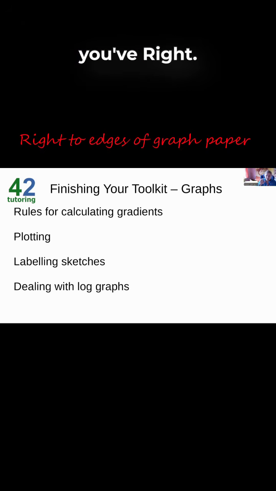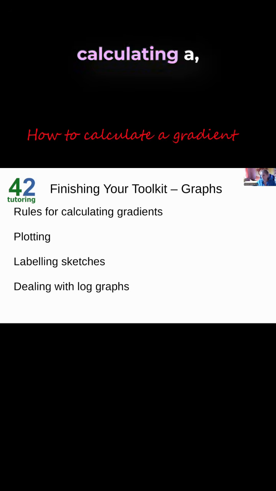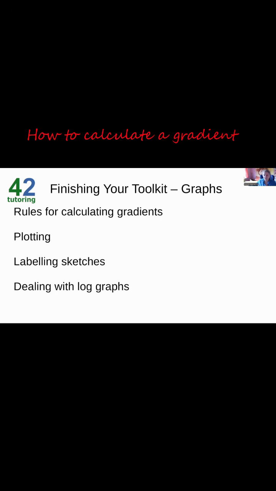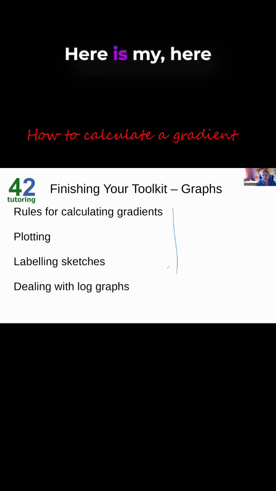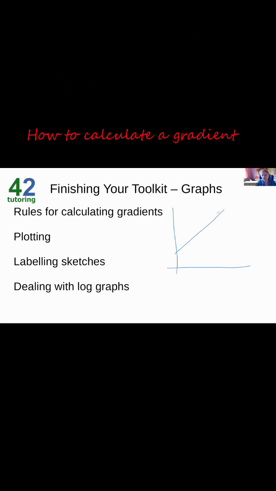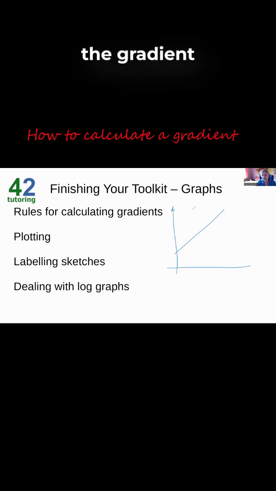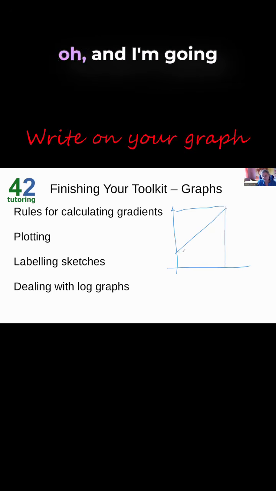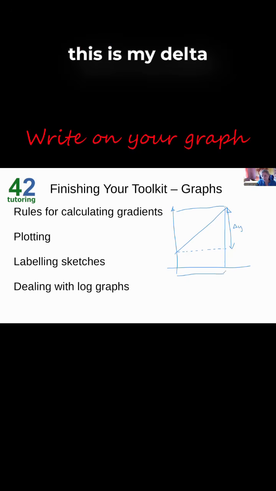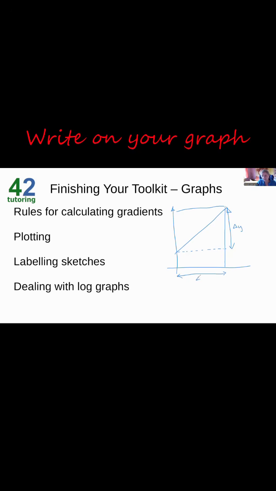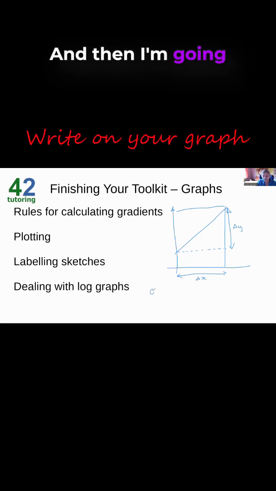Make sure that you've got that right. So when you're calculating a gradient, here is my graph. I'm calculating the gradient, and my graph paper kind of ends there. So I'm going right the way to the edge. I'm going to actually write on my graph paper: this is my delta y, and this is my delta x.